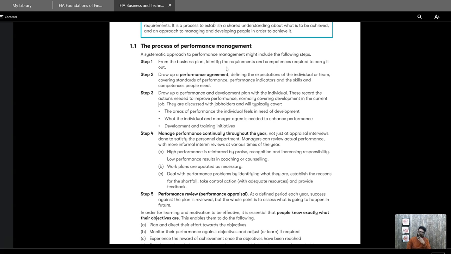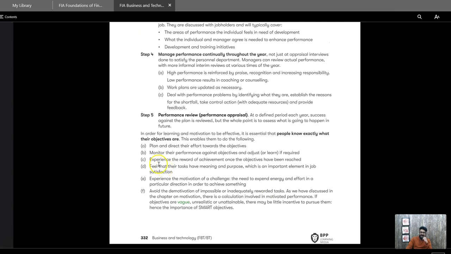Step number 5, performance review. That is performance appraisal. At a defined period each year, success against the plan is reviewed, but the whole point is to assess what is going to happen in future. So these all are the 5 things that have to be done from our side.